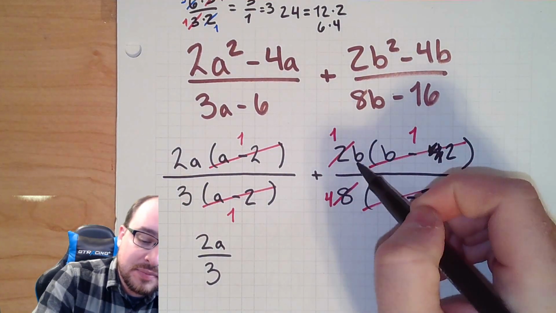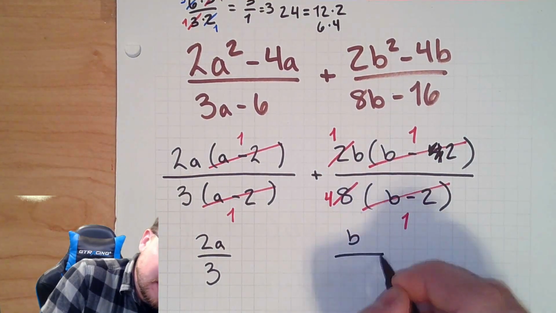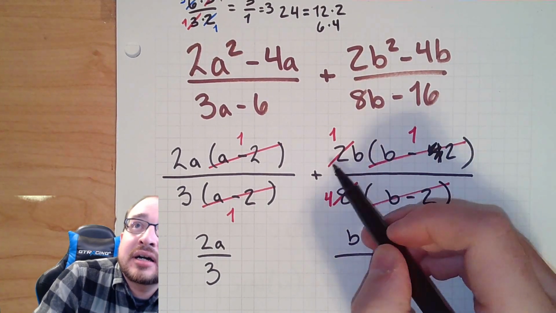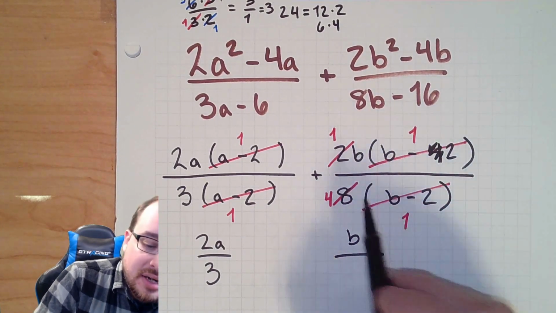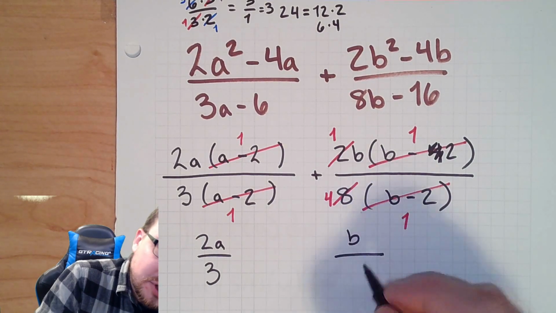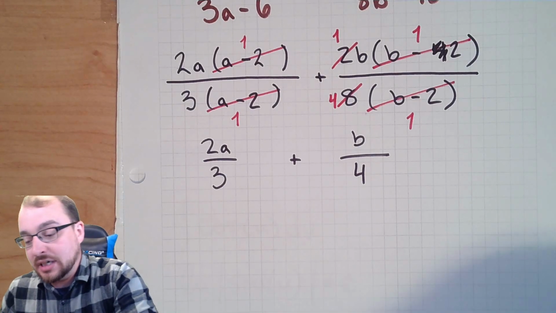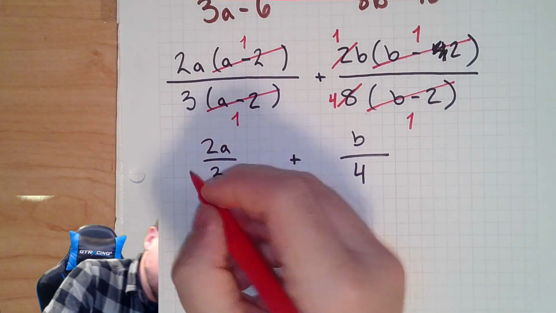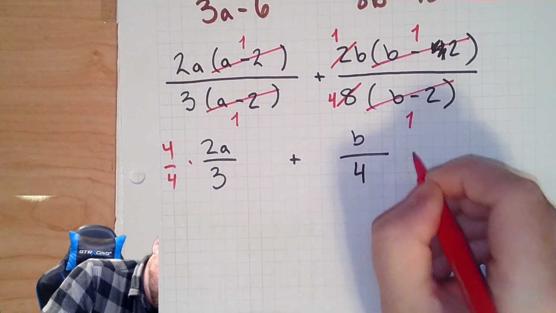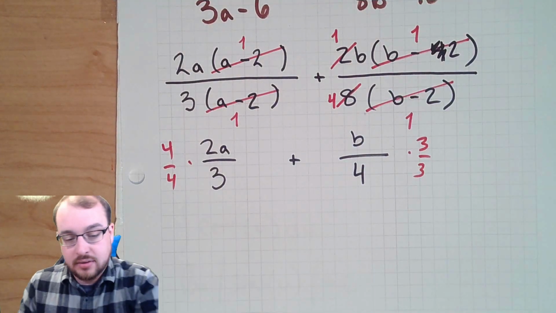And I get 1 times b times 1 in the top, which is just b. Again, don't forget there's a b still here. I divided out the 2, not the b. And then I have 4 times 1, which is just 4. So now that I've got this, then it's just a matter of getting common denominators in a way we're familiar with. 4 over 4, 3 over 3.